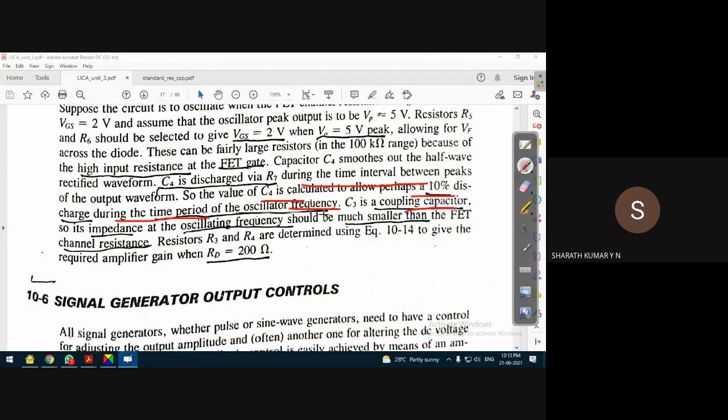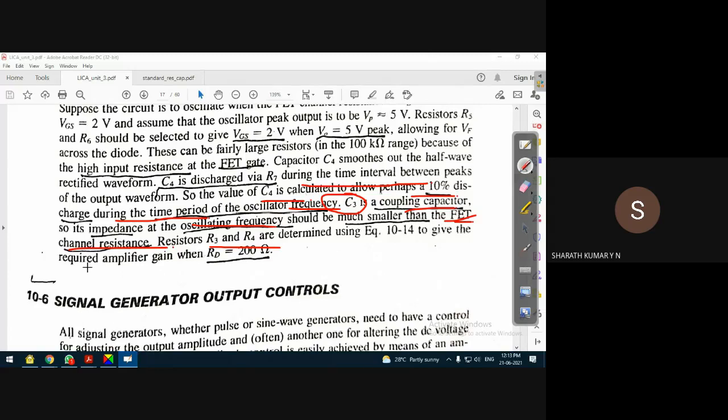So C3 is the coupling capacitor. C3 helps in AC coupling the FET transistor to the non-inverting amplifier. The impedance at the oscillating frequency should be much smaller than the FET channel resistance. That means the impedance of the oscillating circuit should be much lesser than the FET channel resistance.